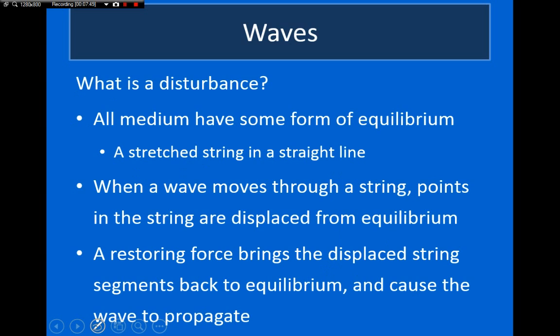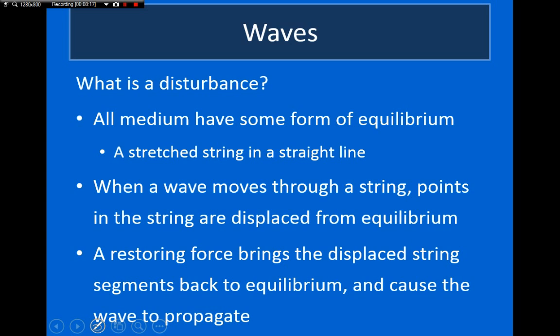So what exactly is a disturbance? Well, it turns out that all mediums that waves travel through have some form of equilibrium condition. An example of this would be gases like air. They tend to want to have a uniform density. The air wants to be spread out uniformly. So when you create a disturbance, when you bunch up a whole lot of air, it creates a disturbance which will travel through the air, and that's a wave.